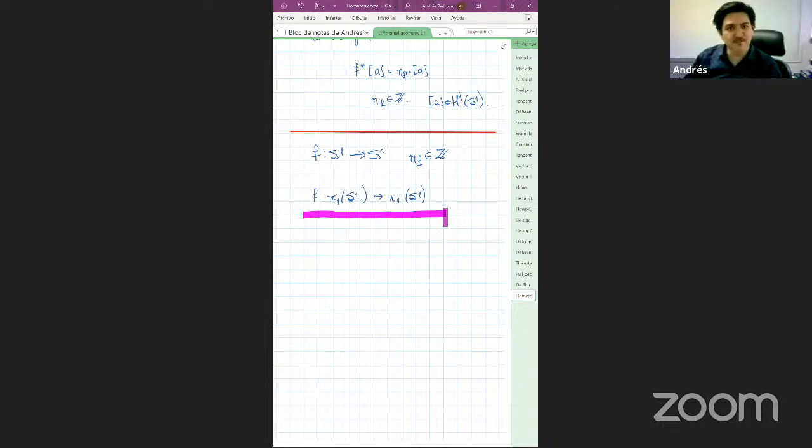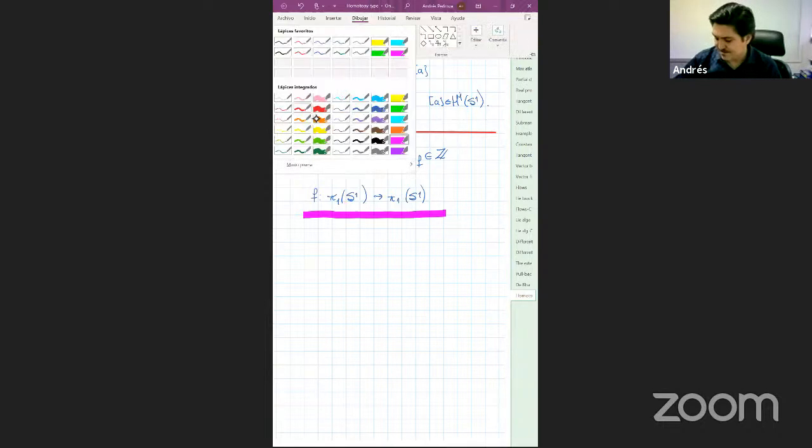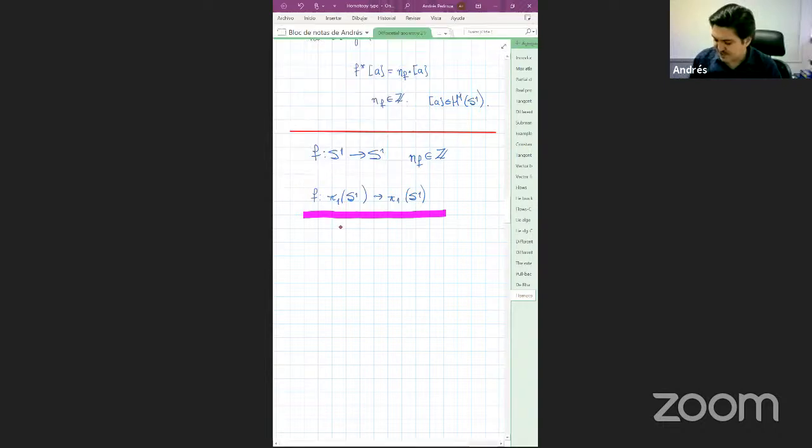Let's understand this function. Let's take a generator here. A generator is a loop that goes only once along the circle. Either direction, it could be the positive generator or the negative generator.